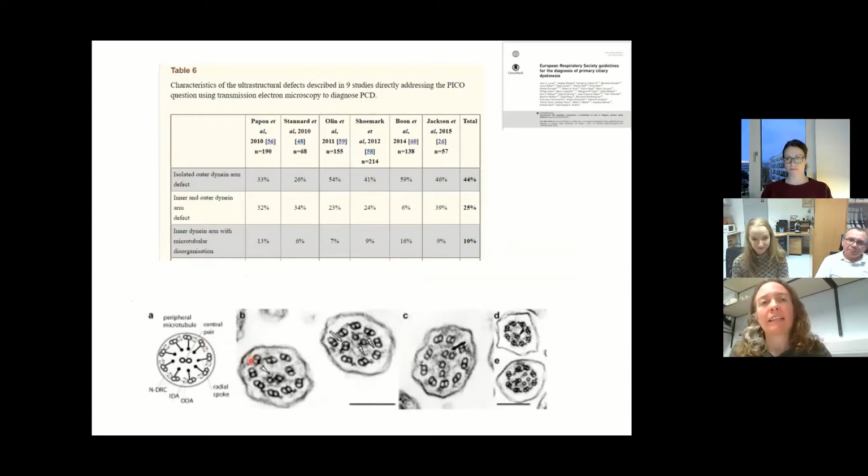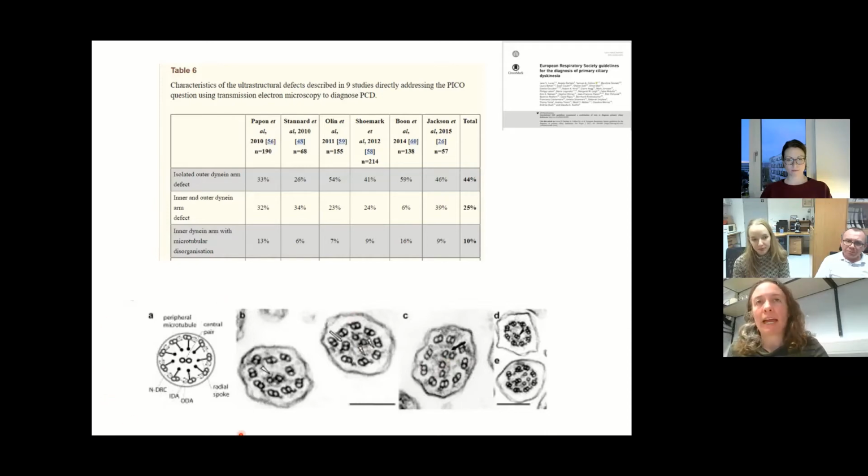And in this defect, the inner dynein arm is missing, so the outer dynein arm in general is intact, but the more striking feature is you have this whole collapse of the structure. So instead of the nice 9+2, the structure is fairly collapsed. You sometimes get a double central pair.